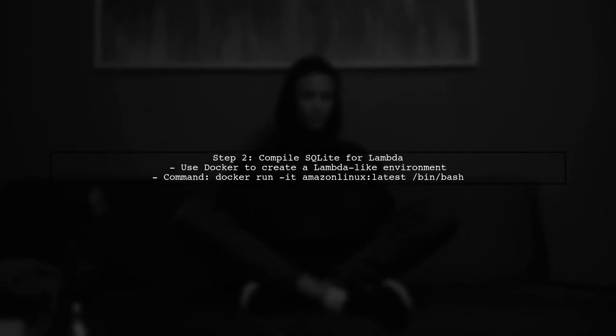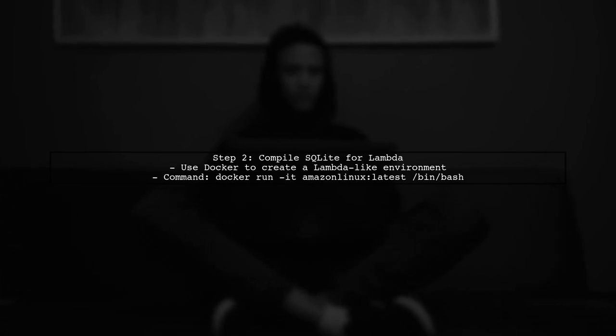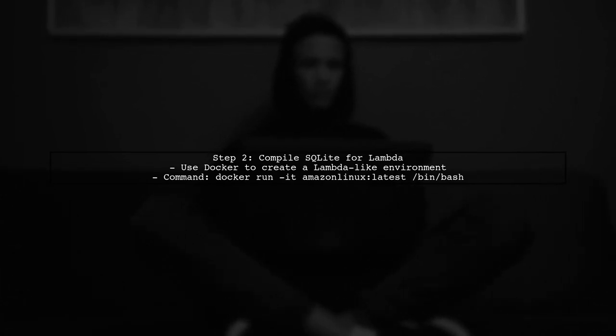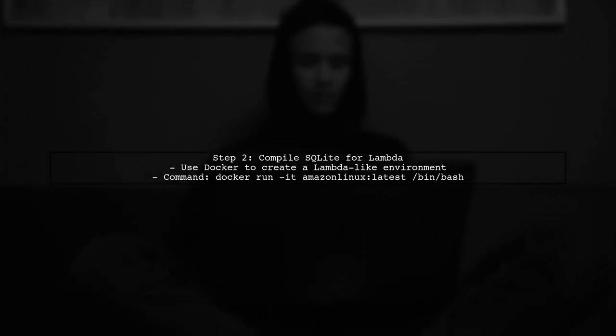To address the SQLite import error in your AWS Lambda function, we first need to ensure that the correct SQLite library is included in your deployment package. Since you are using Python 3.6, you need to compile the SQLite library specifically for the AWS Lambda environment. This can be done using a Docker container that mimics the Lambda environment.